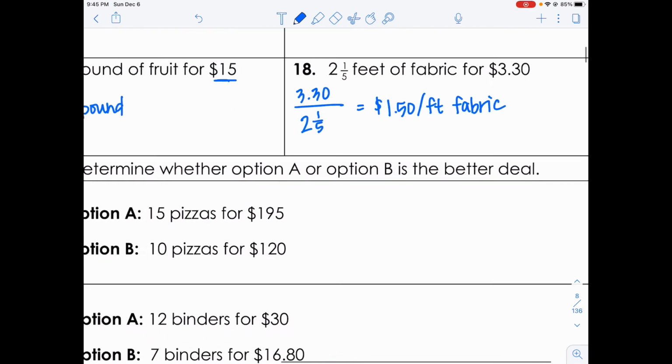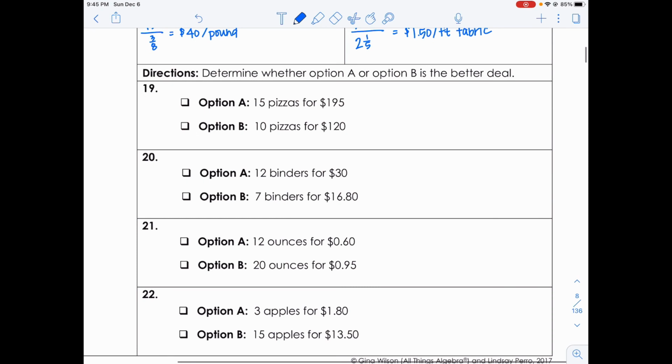All right, last up is finding out which one is a better buy. When we're talking about the better buy, the lower price per object is going to be the better buy. So if you think about it, would I rather spend $15 for one book, or would I rather spend $13 for one book? If it costs more money, it's not the better buy. You are looking for the lowest price per item to get the better buy.